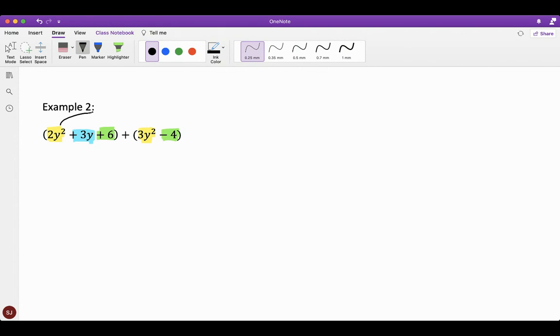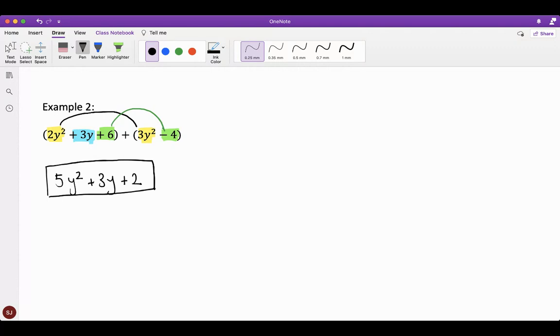Here we have 2y squared plus 3y squared. 2 plus 3 is 5. So that's 5y squared. Next is the 3y. Remember the 3y didn't have a partner. It didn't have a matching term. So you just leave it alone. Plus 3y. Just copy it down exactly as it is. And then next, positive 6 minus 4. 6 minus 4 is 2, so plus 2. And there we go. That is our answer and we're done.